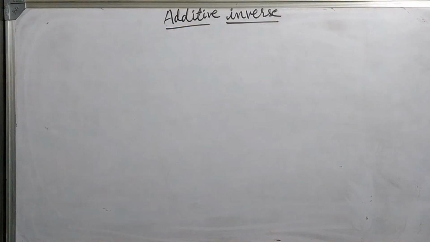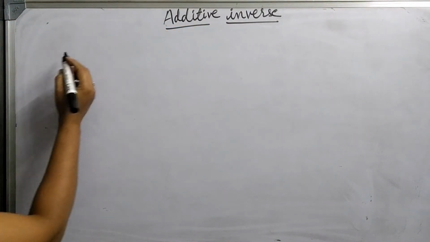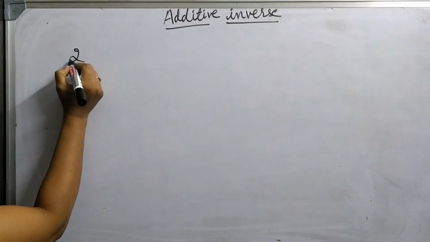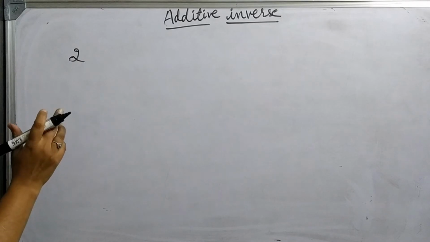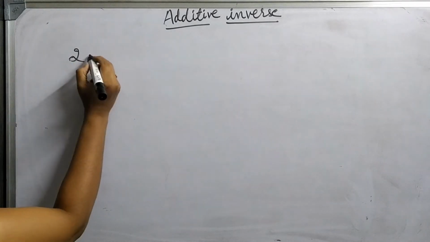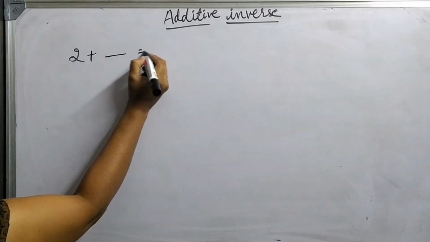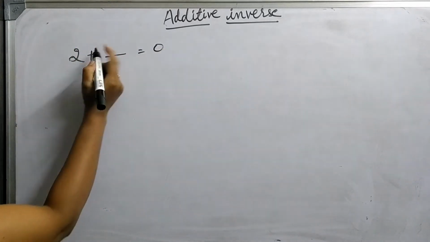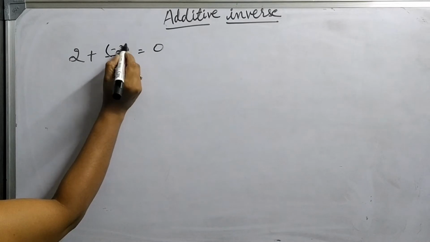First we'll understand what is additive inverse. So the additive inverse of a number. Suppose, for example, I want the additive inverse of a positive number 2. It is nothing but the number that, when I add it to this, yields 0. So what number, when I add, will give me 0? It is nothing but minus 2.